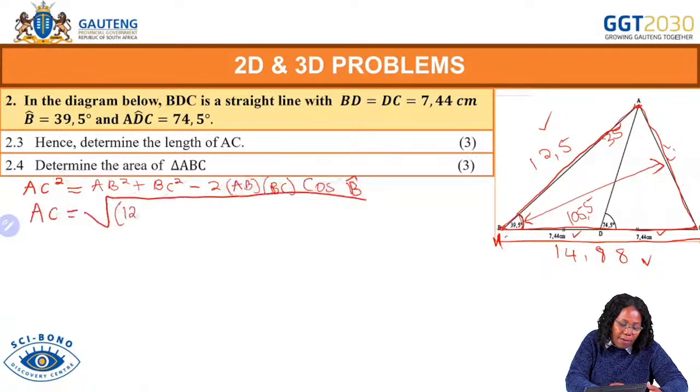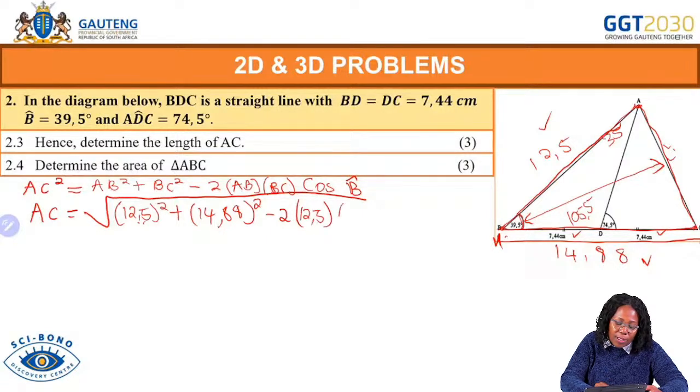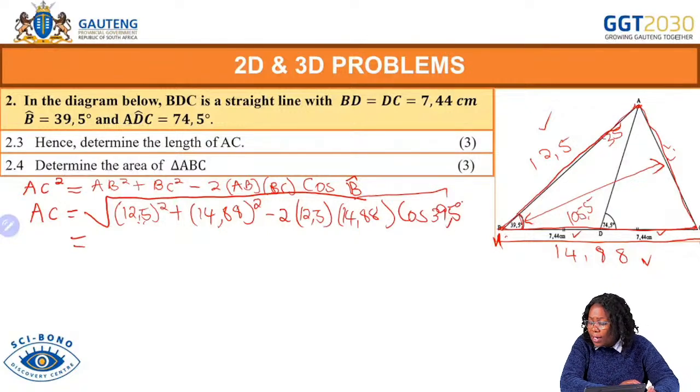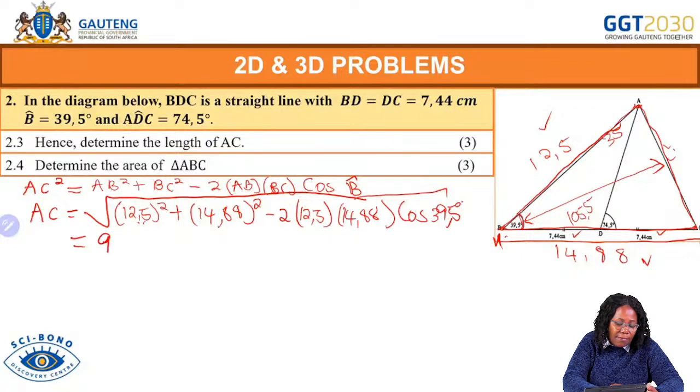I'm automatically doing that with substitution. AB 12.5, this must be squared. BC 14.88, which is 7.44 plus 7.44, squared, minus 2. We are now substituting the same value of AB 12.5. Remember, these ones are no more squared now. BC 14.88, and then the cos of angle B. Angle B is 39.5 degrees. Into your calculator, grade 12, straight to the answer. It is giving us 9.52 centimeters. That will be the length for AC.